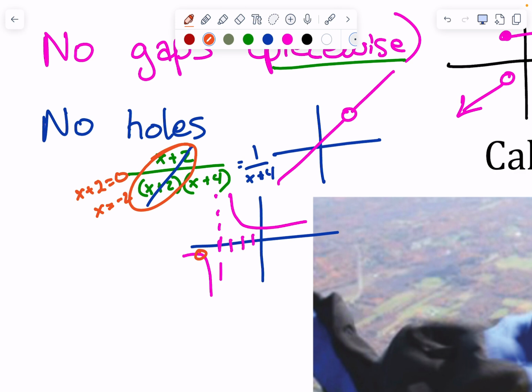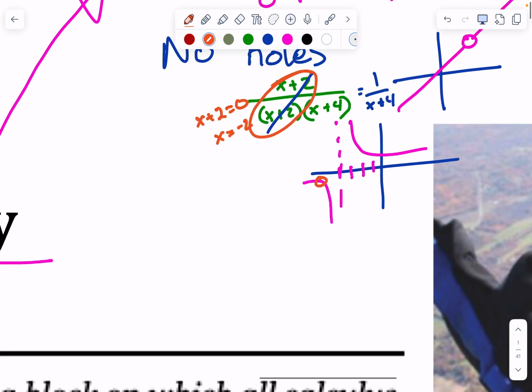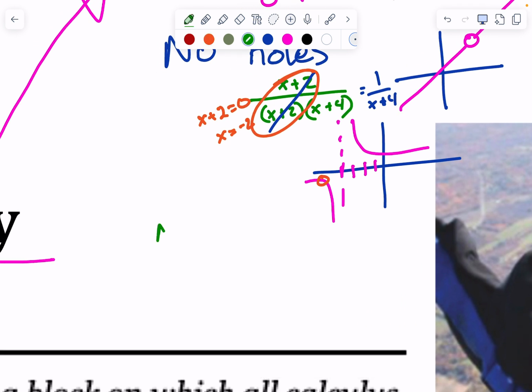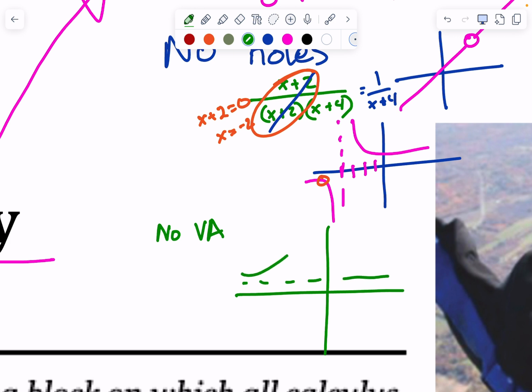So, no holes. It can't have a hole. And that leads us right into the last thing that it cannot have. No asymptotes. It can have a curve. What's the dotted stuff? Oh, asymptote or hole? No asymptote. It can have a hole, technically, right? If it has a hole right here, it can do one of these, right? It still would be continuous all the way through if it has a hole, right? Okay, but no asymptote because it drops off right here.